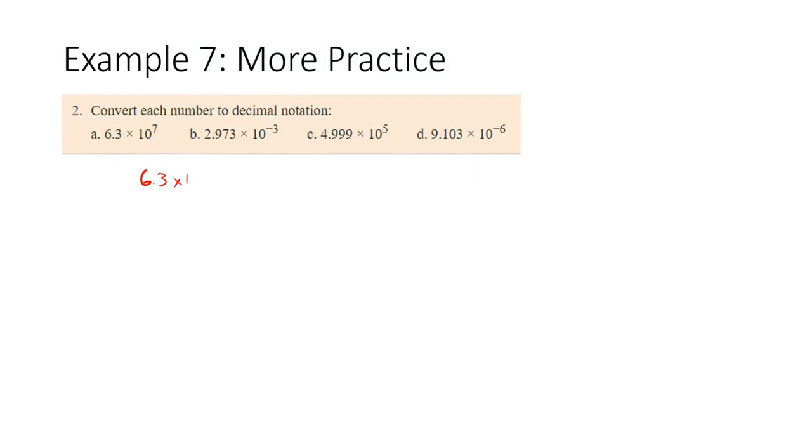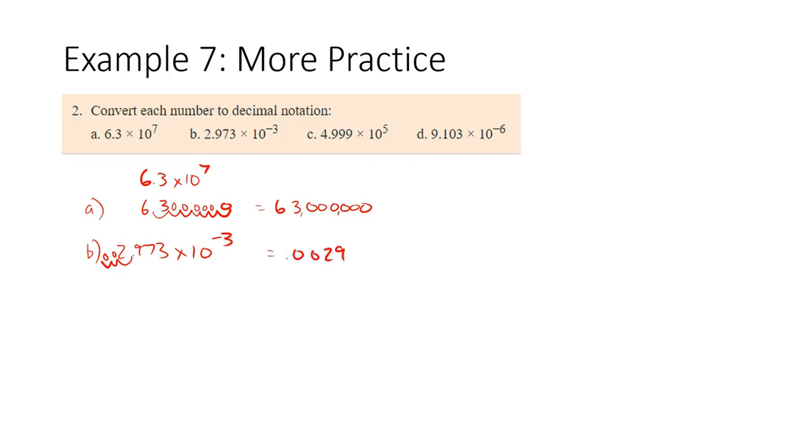6.3 times 10 to the 7th. That's 6.3. We're going to move the decimal place to the right 7 places. 1, 2, 3, 4, 5, 6, 7. And then just fill in zeros. That'll give us 63 million. And then we can do the same for the other examples. 2.973 times 10 to the minus 3. Now, because it's negative, we're going to go to the left 3 places. 1, 2, 3. 0.002973.